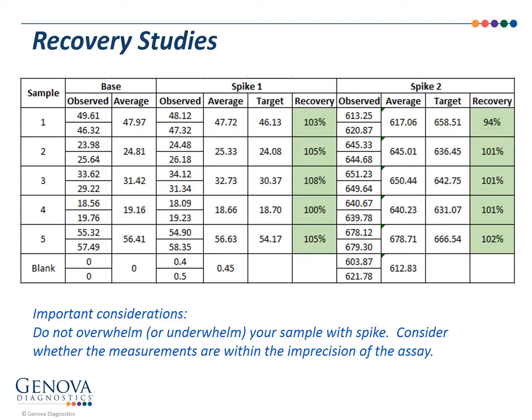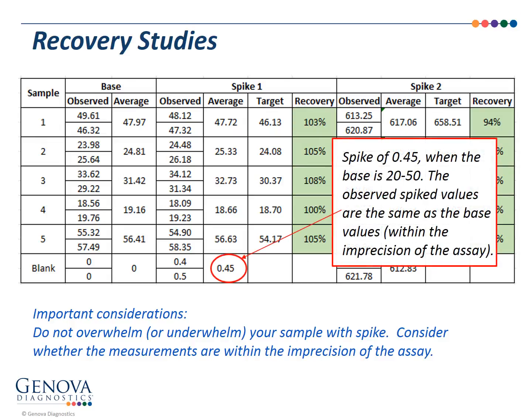Also, you want to make sure that you don't overwhelm or underwhelm your sample with the concentration of your spike. So you need to consider whether those measurements are within the imprecision of the assay. So, for example, here we had a spike of 0.45, but our base values were 20 to 50. So the observed spike values are pretty much the same as the base values by themselves, or within the imprecision of the assay. So you can see we had a target value of 46.13 and an average value of 47.72. So they're basically the same number. We can't really tell the difference between those two numbers within the imprecision of that assay.